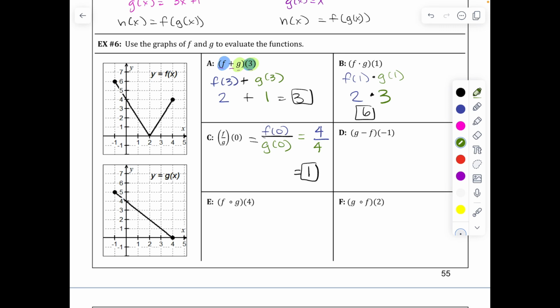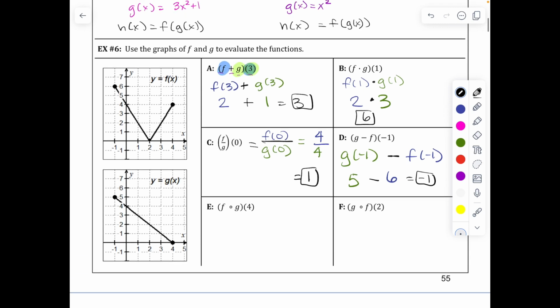Let's look at this one. Now this one is g goes first, so g of -1 minus f of -1. So let's find g first. G of -1 is 5 minus f of -1. So we're going to go to f, look where x is -1, follow it up, that's 6. So 5 minus 6 is -1.